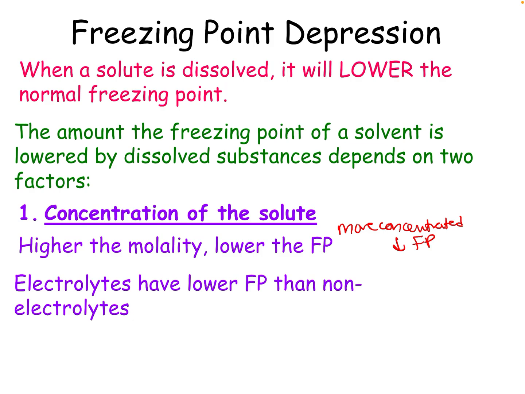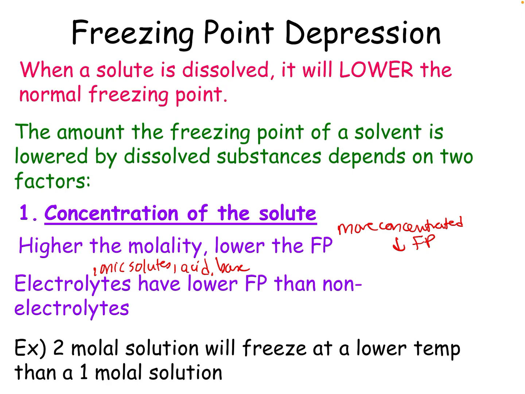Electrolytes have a lower freezing point than non-electrolytes. So electrolytes, which we're going to talk about later, are acids, bases, and salts, things that are ionic, so ionic solutes. And then later we're going to talk about what an acid is and what a base is.